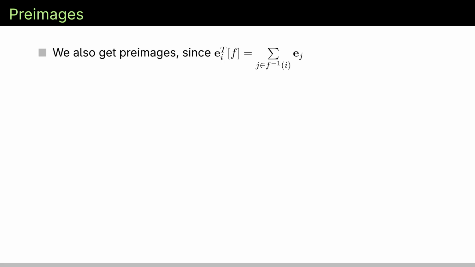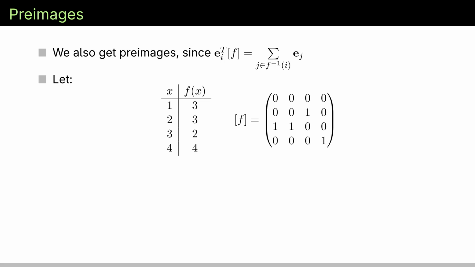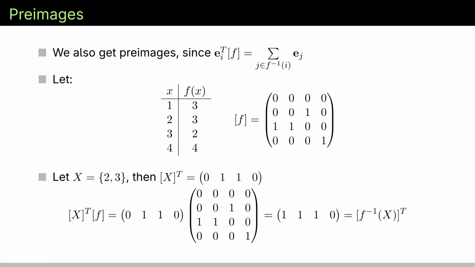This perspective also lets us very naturally talk about pre-images of functions, since e_i transpose times the matrix representing our function f gives us the sum of the pre-images of i. For instance, suppose we're looking at the same function and its corresponding matrix as we had before. Now if we let x be the set containing 2 and 3, the transpose of the vector representing the set times the matrix representing the function f gives us the representation of the pre-image of x under f, transposed.